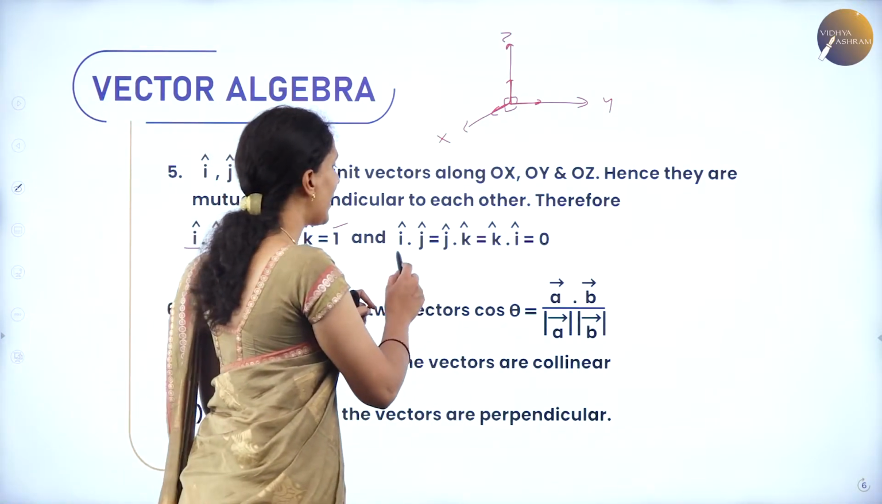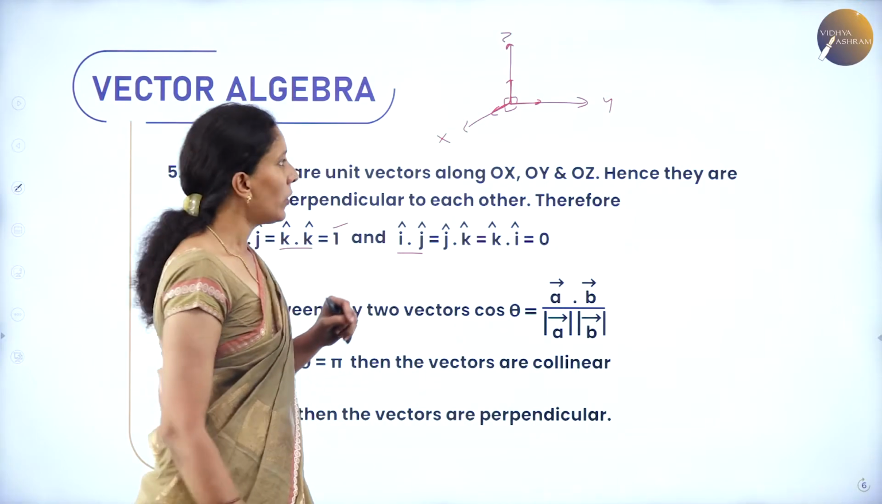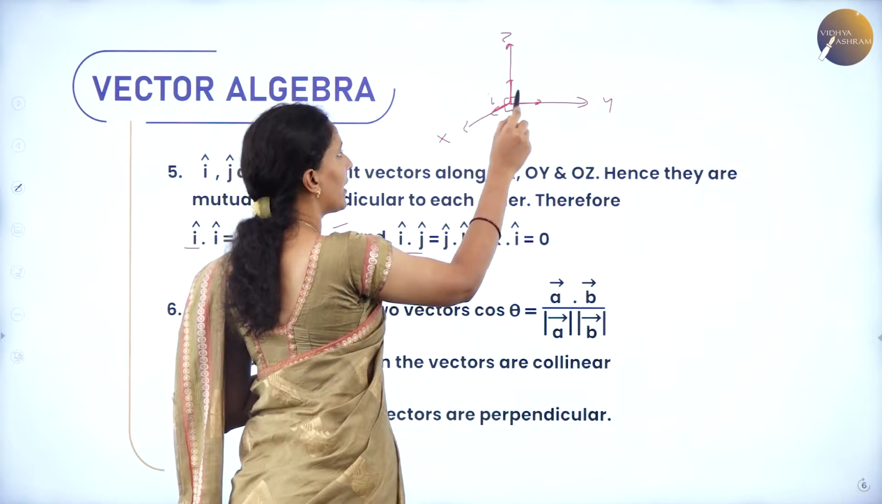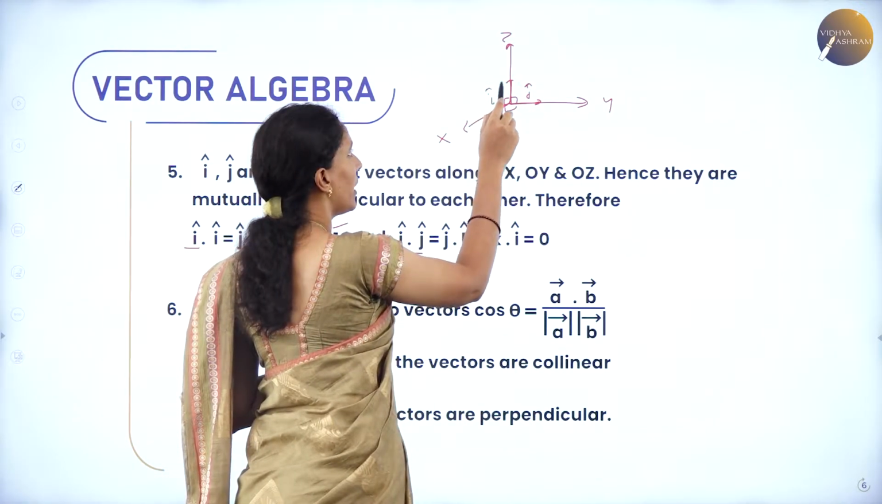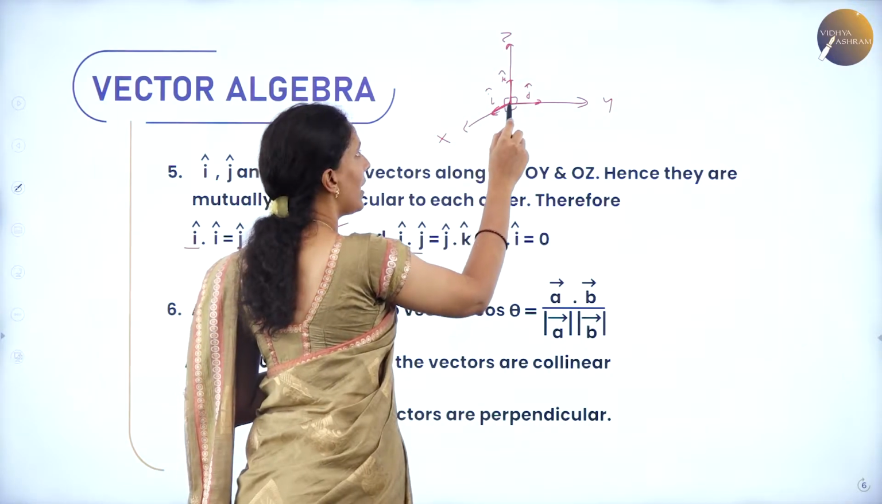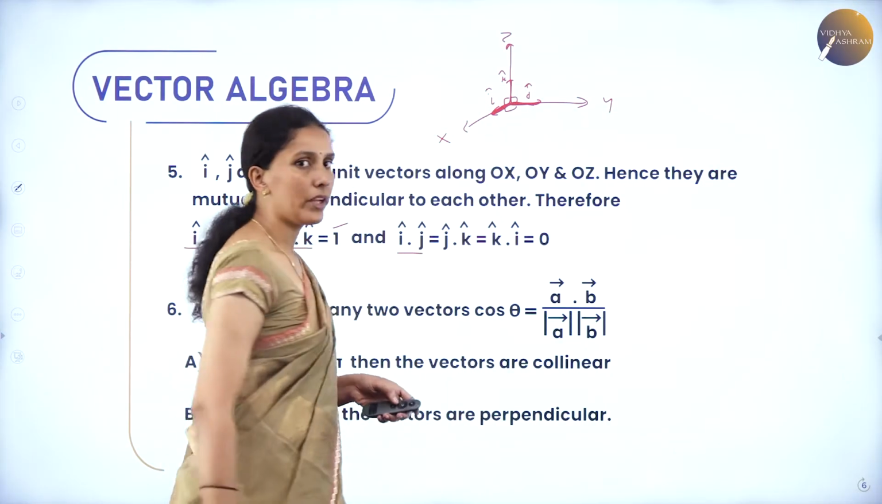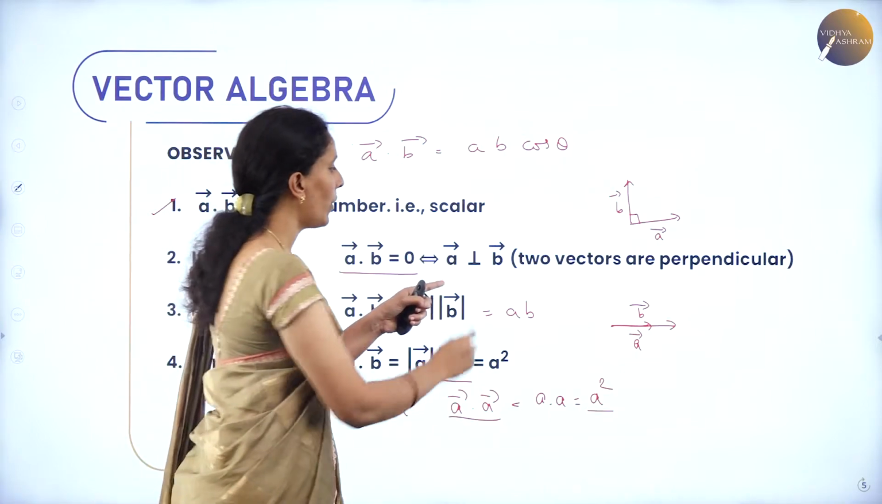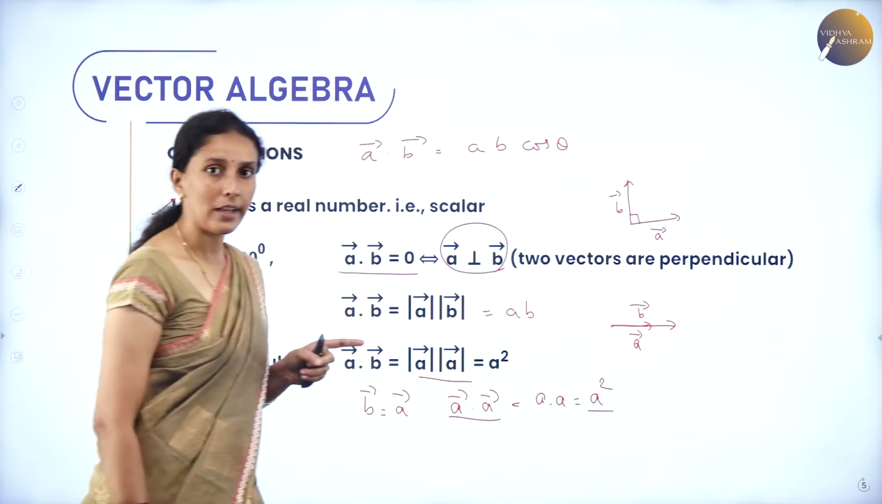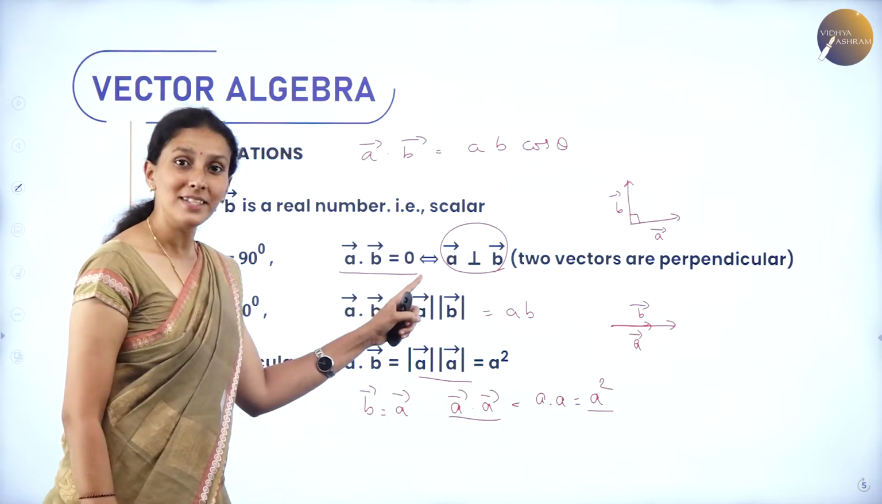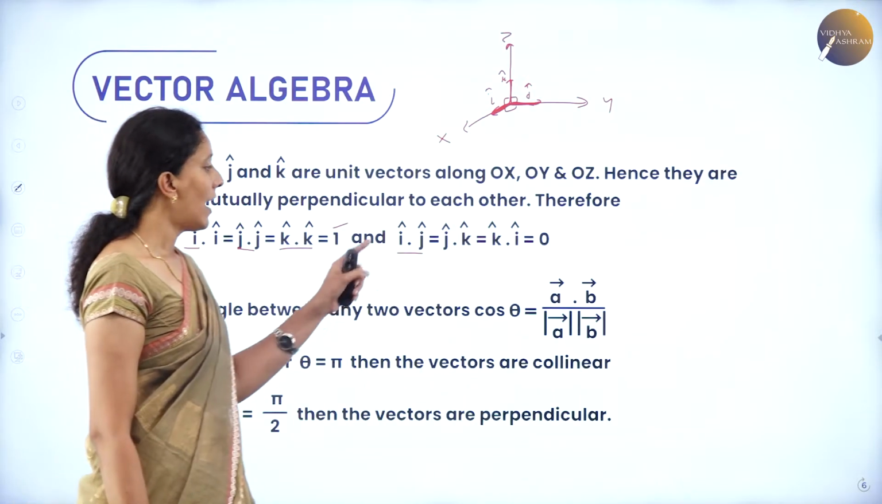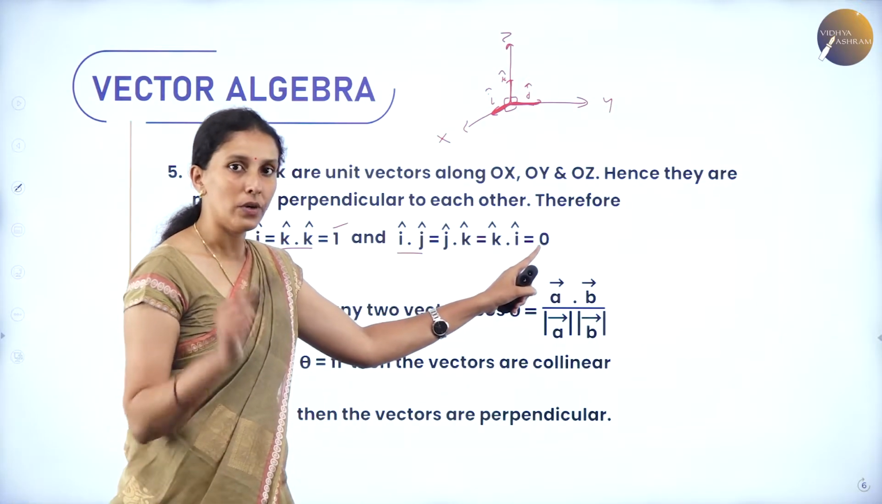Now, what is i dot j? We know that if this is vector i, this is vector j and this is vector k, then i and j are perpendicular to each other. What happens when two vectors are perpendicular? Their dot product becomes 0. Therefore, i dot j is 0.